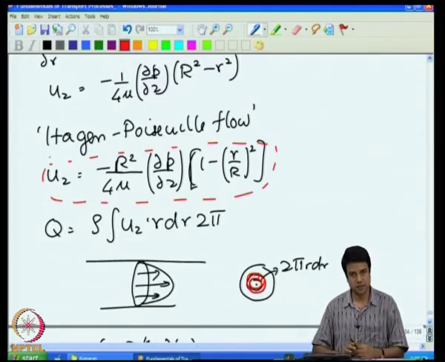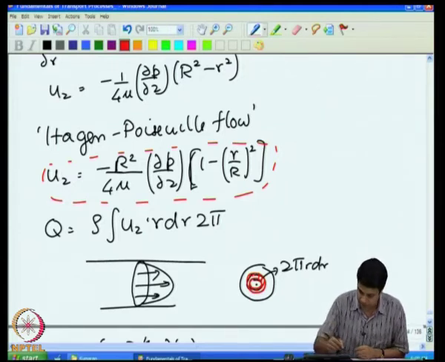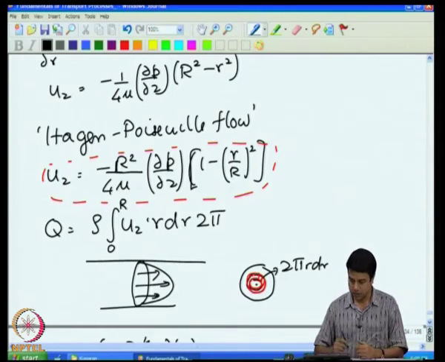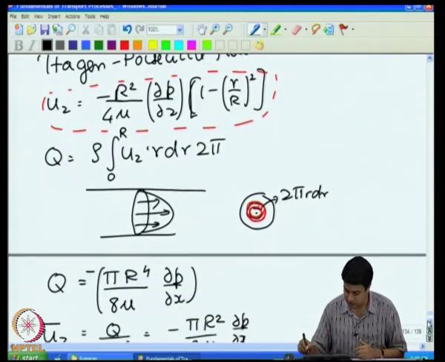Okay, u z of r is the velocity within that strip. Cross sectional area is 2 pi r times dr. So, I have to integrate 2 pi r dr times u z from the center of the pipe to the wall, r is equal to capital R. So, you put in this expression for the velocity field into this integral and then actually calculate it. I will leave that as an exercise for you.